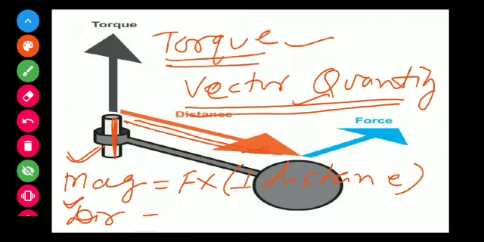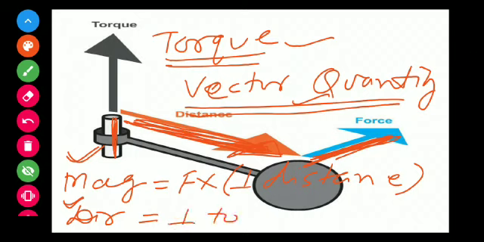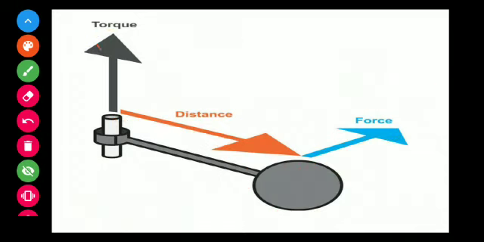Now what is the direction? The direction of torque is perpendicular to the distance from the axis of rotation and the force. So this is your direction of torque, and this direction is perpendicular to distance and force.